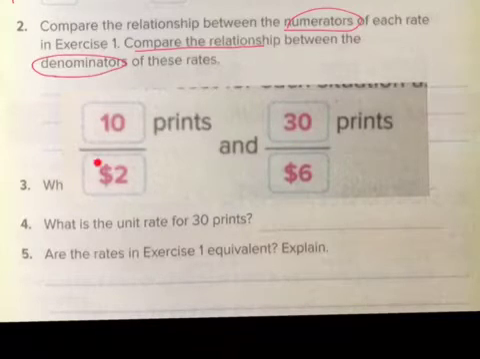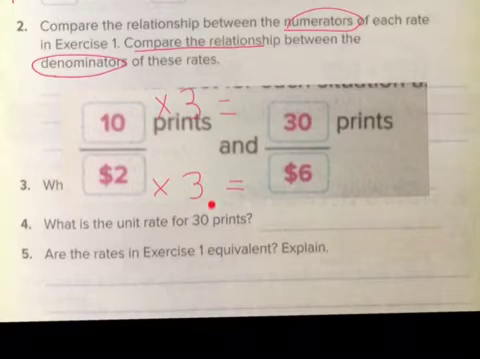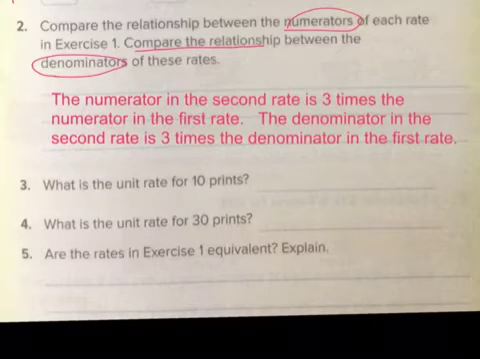And we look at the denominator, and we see that the second denominator is 3 times the value of the first one, so it's 2 times 3. So whatever you do to the bottom, you must do to the top. As you see right there, 2 times 3 equals 6, 10 times 3 is 30. Okay, so here I have it written for you. Go ahead and write this down. The numerator in the second rate is 3 times the numerator in the first rate. And also, the denominator in the second rate is 3 times the denominator in the first rate. So they're both 3 times.